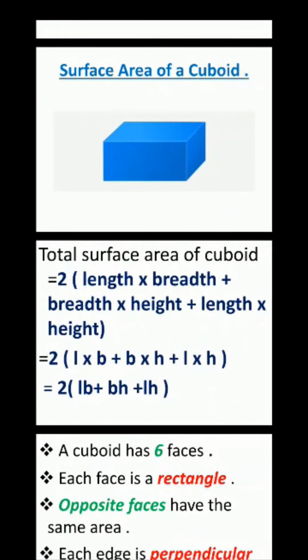Total surface area of a cuboid is equal to 2 into bracket length into breadth plus breadth into height plus length into height. In short form, 2 into bracket LB plus BH plus LH.